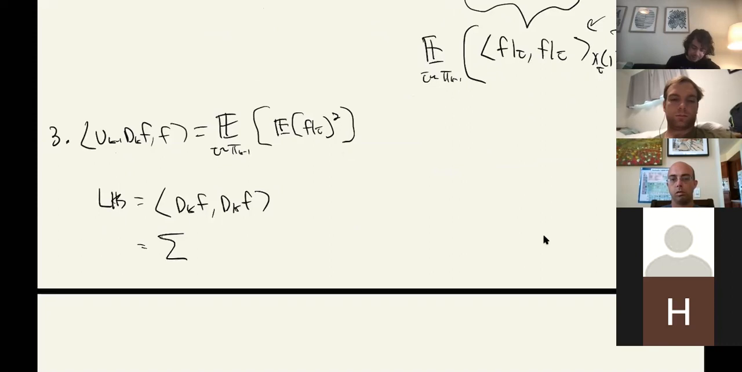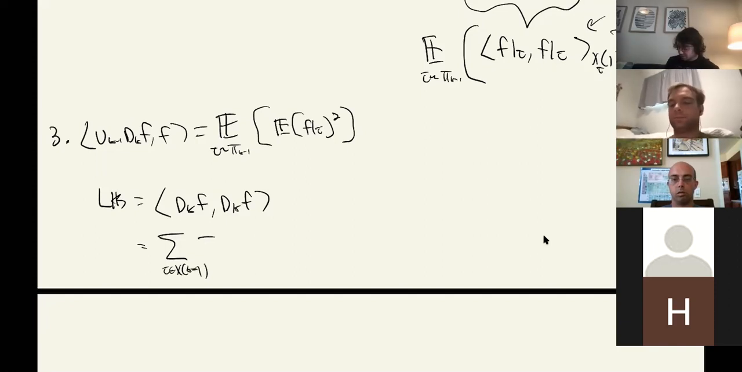This is equal to the sum. So D_k f, remember, is a function over k-1 bases. So this one, we basically don't have to do any conditional trick, or well, we will when we fill in the definition of the down operator. But the point is we're already in a sum over level k-1, right? So we can just write this out. This is the sum over tau in X k-1 of pi k-1 of tau times D_k f of tau, squared.